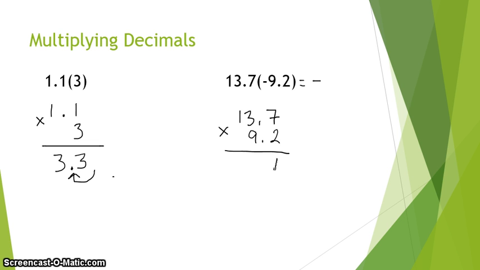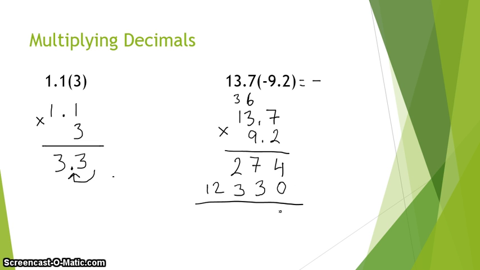So 7 times 2 is 14. I'm going to carry the 1. 3 times 2 is 6. This is going to give me 7. And 1 times 2 gives me 2. Then 0 is a placeholder. 7 times 9 will give me 63. 3 times 9 will give me 27. Plus 6 will give me 33. And then 1 times 9 will give me 9, plus 3 will give me 12.